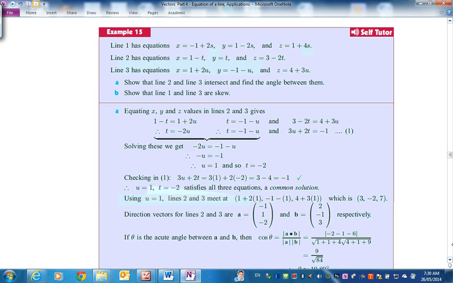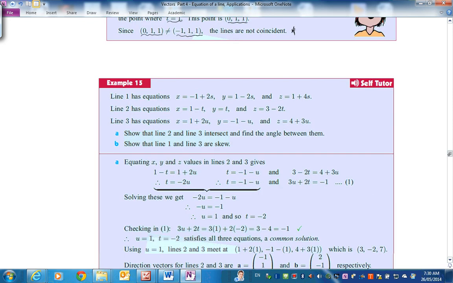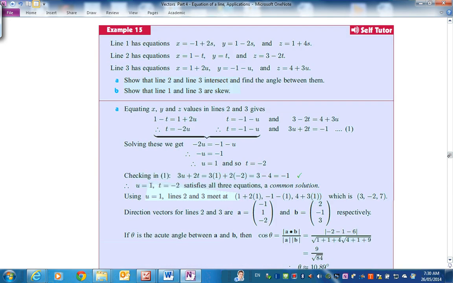Are they the same? All right, let's go down now, and I've just flicked down there, so let's go back. Oh, that'll do. Okay. Now, let's have a look at these three equations, and we're going to show that line 2 and line 3 intersect, find an angle between them, and show that line 1 and line 3 are skew.